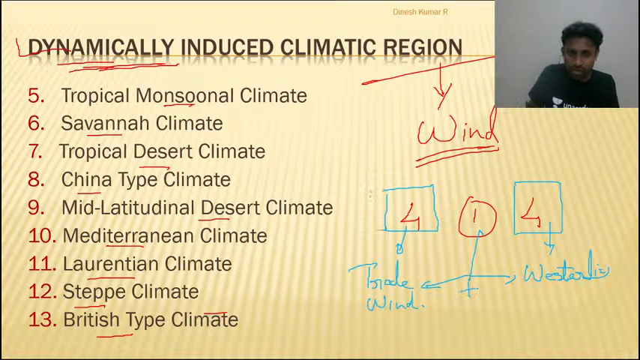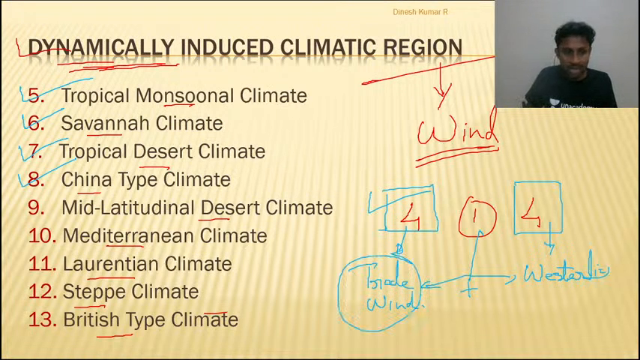What are these first 4? First 4 include my tropical monsoonal type, savanna type, tropical desert type and China type. These are the first 4. They are trade wind regulated climatic regions. What are my last four? They are Mediterranean climate, Laurentian climate, steppe climate and British type climate. They are my last four. They are westerlies regulated climatic regions.